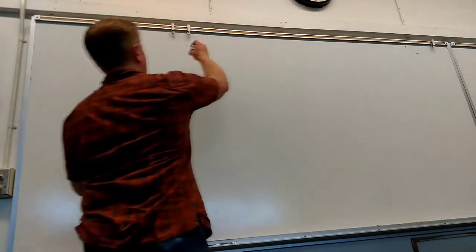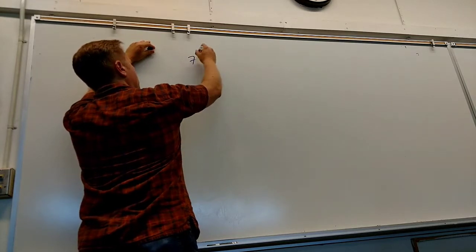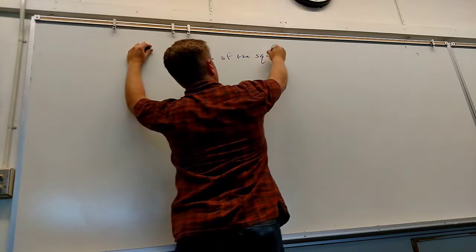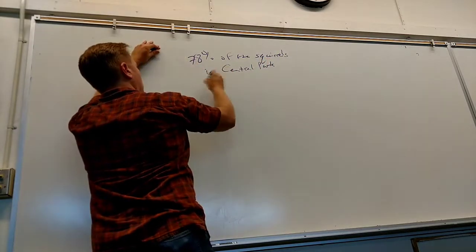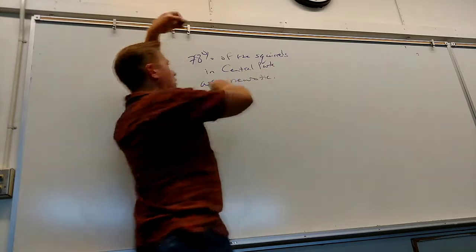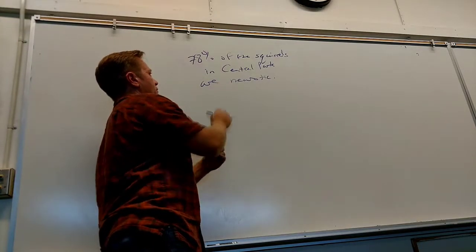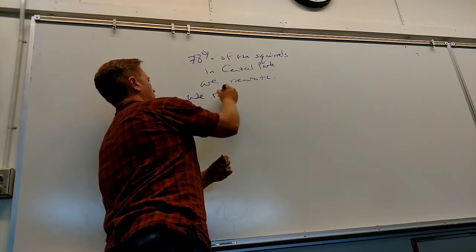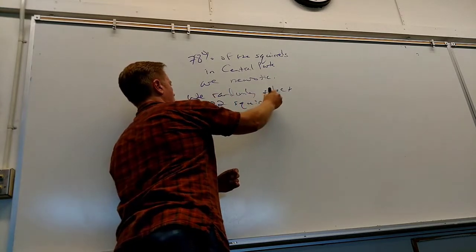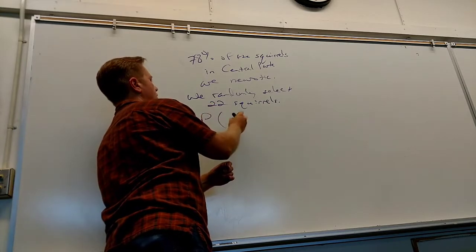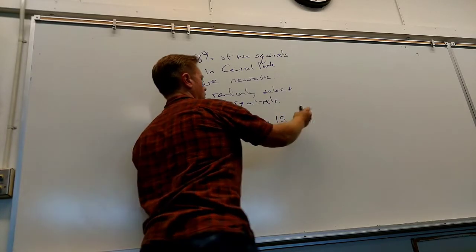So let's say, probability... Well, let's say this. 78% of the squirrels in Central Park are neurotic. They have a mental health condition. I love talking about the mental health of squirrels. Why not? We randomly select 22 squirrels. What's the probability that exactly 15 of them are neurotic?